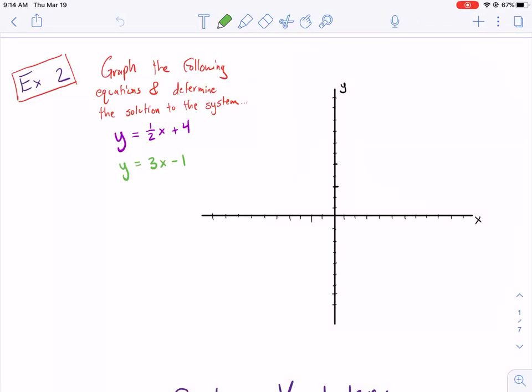Welcome back to solving system equations by graphing. We're on example 2 where we have to graph the following equations and determine the solution to the system.